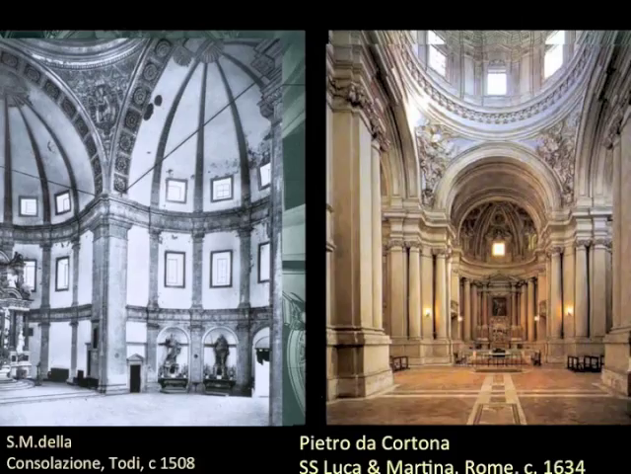And you also get increased plasticity on the interior. Look how moderate the attitude toward the wall is in Santa Maria della Consolazione, where flat pilasters mark out modules. And look at how incredibly sculptural it is in the case of St. Luke and Martin. This continues.